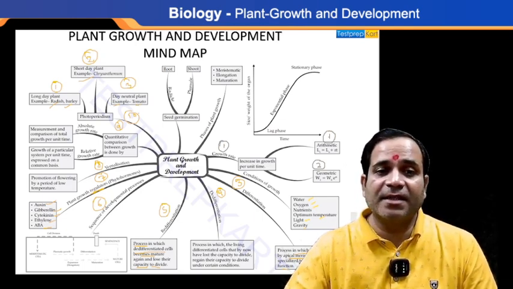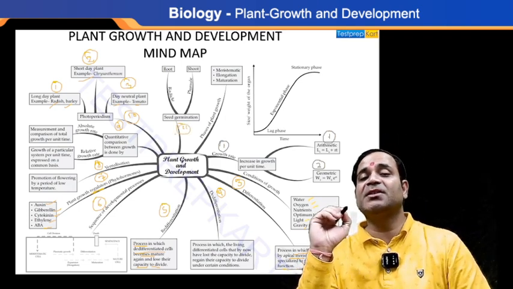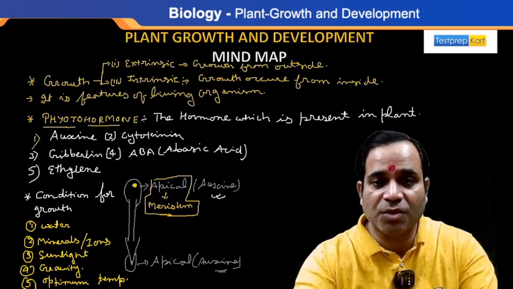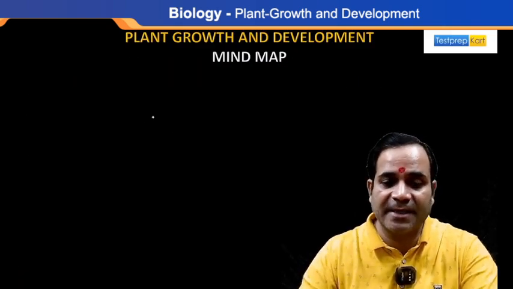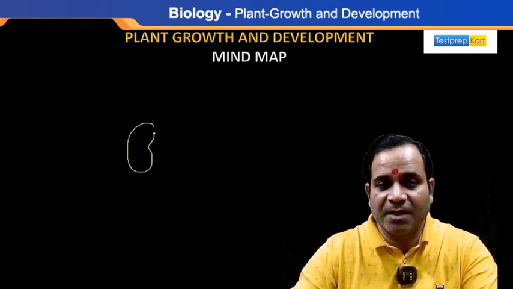Now, the next thing that is very important to know is seed germination. You all know seed germination. Here I'm going to show with the help of a diagram, my dear. Let's see. Suppose I am making here a seed of a dicot.